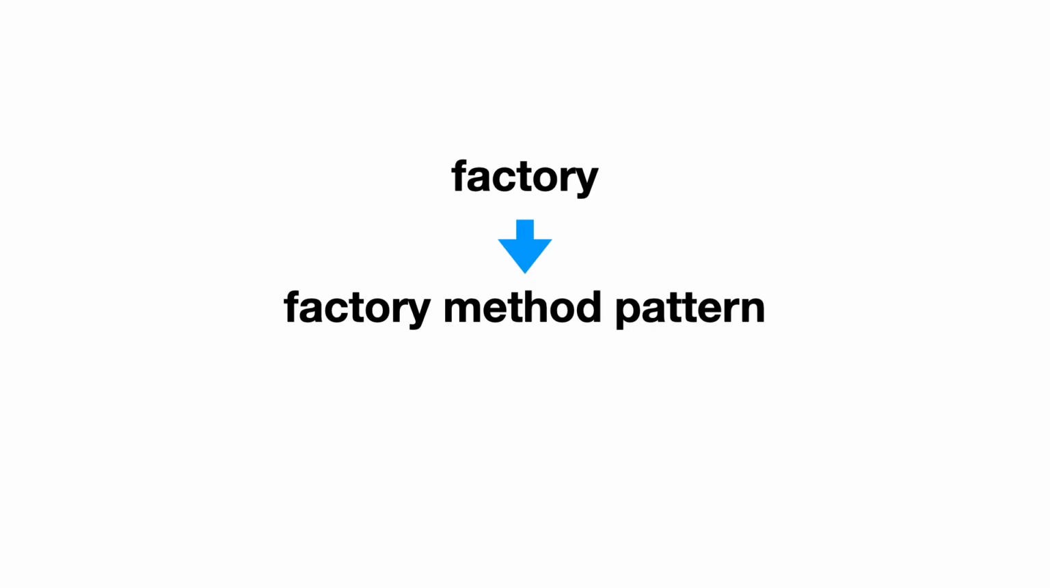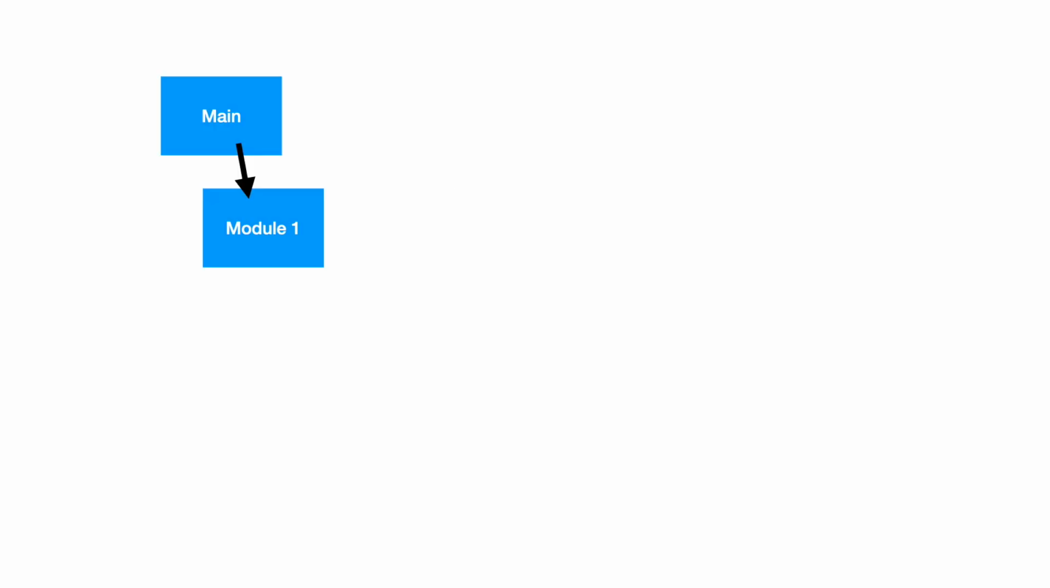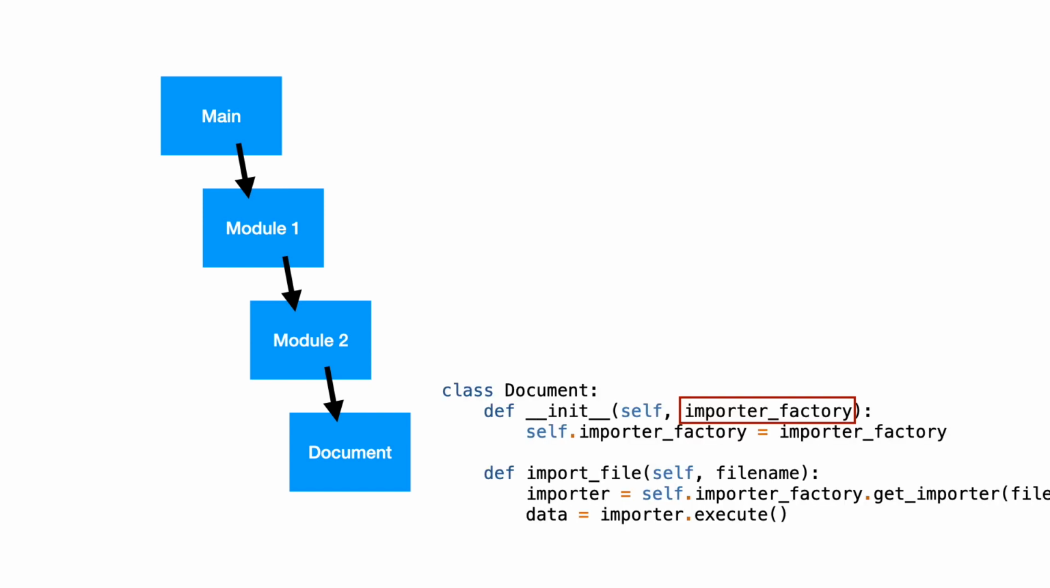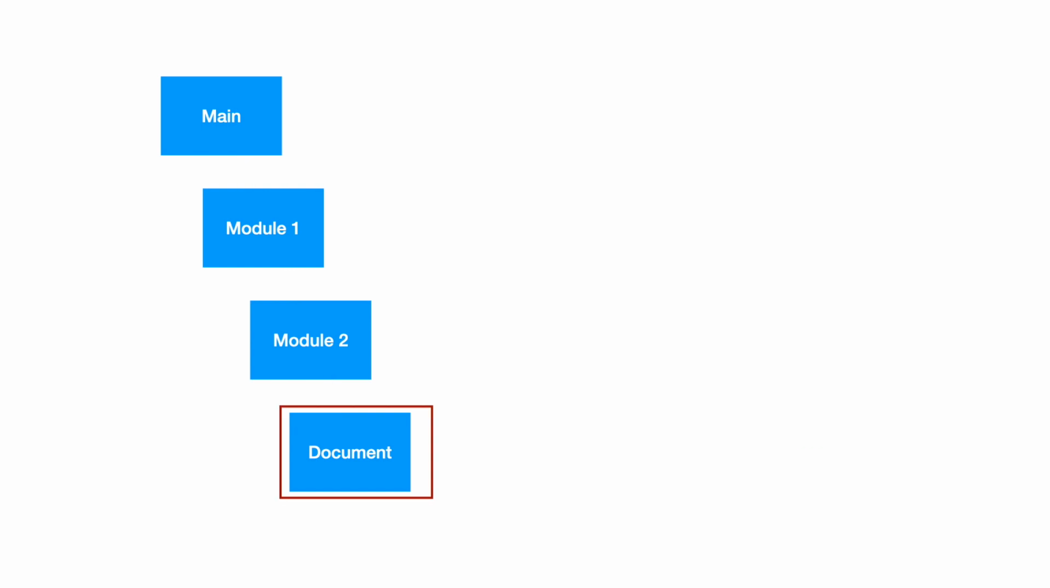Before we move from factories to the factory method pattern, I want to point out a common mistake that developers make with factories. I've worked in projects where factories were made static with the purpose to get easy access to them from anywhere in the code. Let's say that main uses module 1, module 1 uses module 2, and module 2 uses the document class. Look at the document class again. Notice it takes the importer factory as a dependency. So if you want to have access to the factory in the document class, you would have to pass it from main all the way down. That is how dependency injection works.